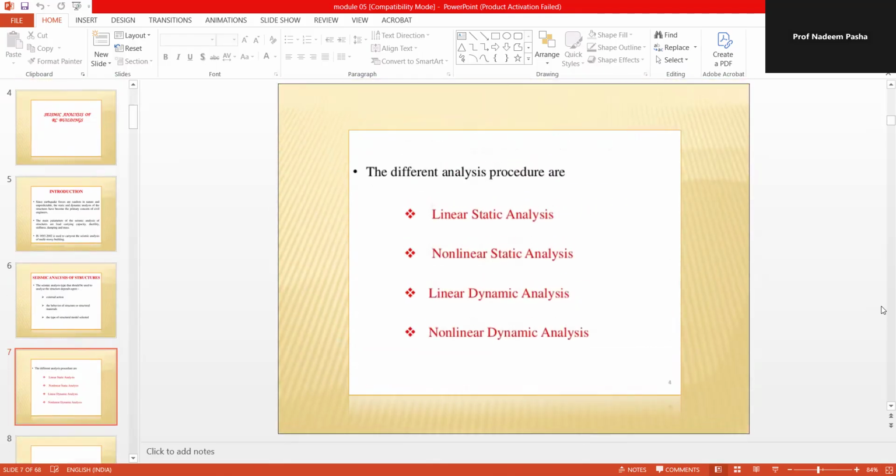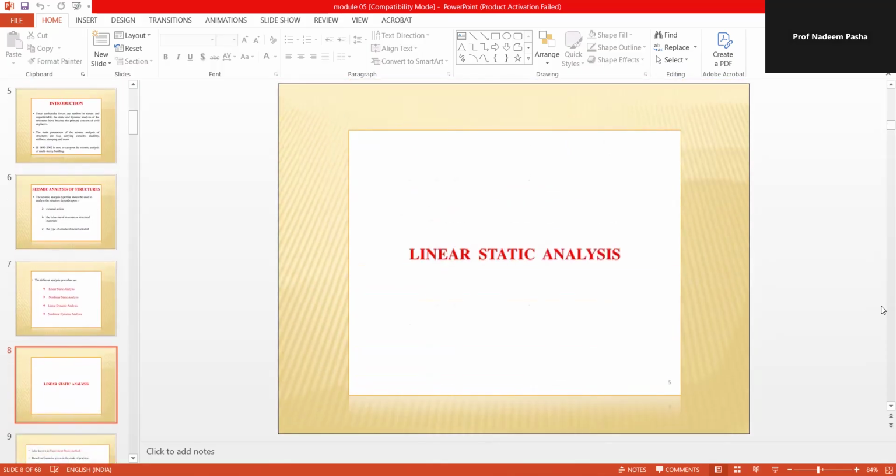The different analysis procedures used are linear static analysis, non-linear static analysis, linear dynamic analysis, and non-linear dynamic analysis. So in short, static analysis and dynamic analysis are there. Linear, non-linear, these are further cases.